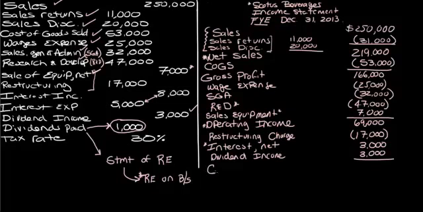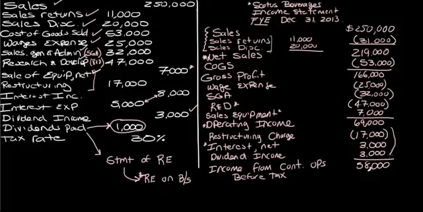So we're going to call this line here income from continuing operations before tax. And that number is $58,000. Okay? So these are all of our operations, both our operating income, our core operations, plus those other charges. And these are ordinary charges that will happen in a company's life. So we want to put that there.